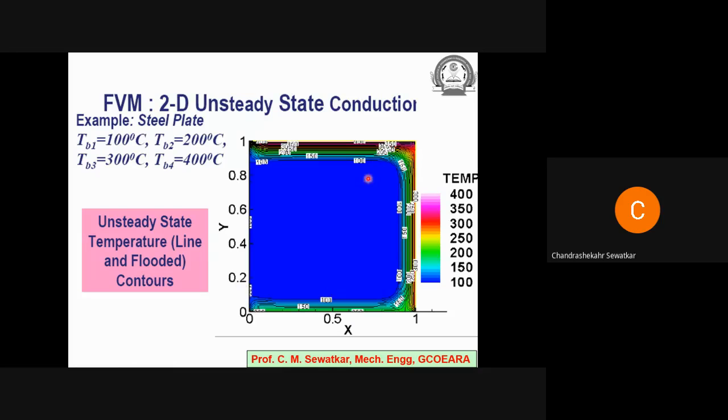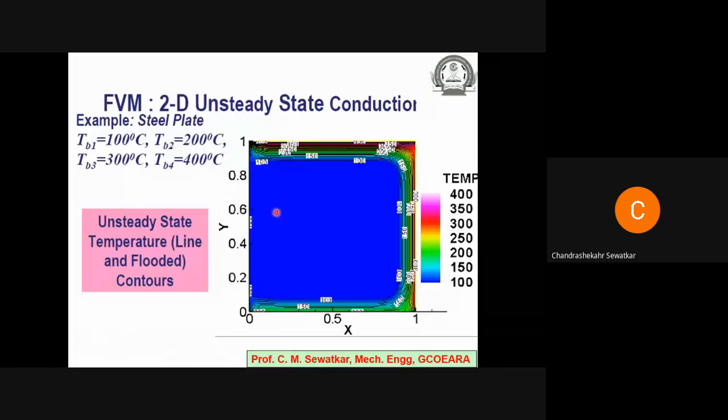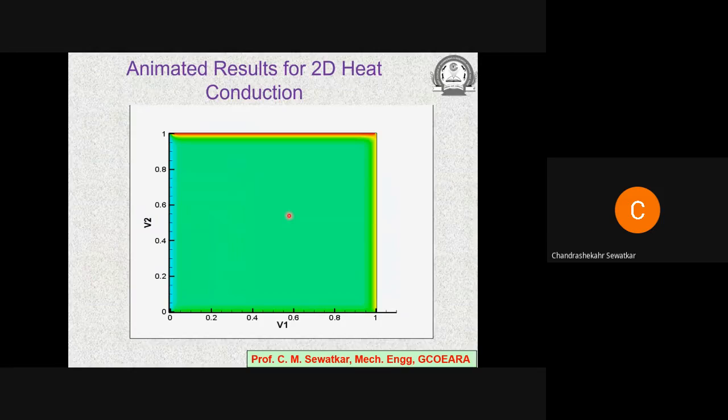So this is the temperature distribution captured before the steady state has been reached, and it is a line and flooded contour. Here I am now going to share with you animated results. So now I have plotted for only one instant here, but if we superimpose such consecutive instances over each other and bring it in front of your eyes one by one, it can be helpful to create the movie. Now I am sharing with you here a simple movie.